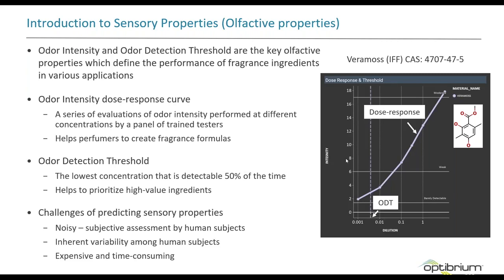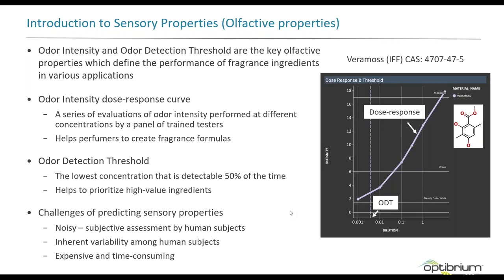and applications. The second quantity is the odor detection threshold. This is the lowest concentration that is detectable 50% of the time by the panelists. It's marked by this dashed line on this plot. And this also helps prioritize different high-value ingredients for different formulations.